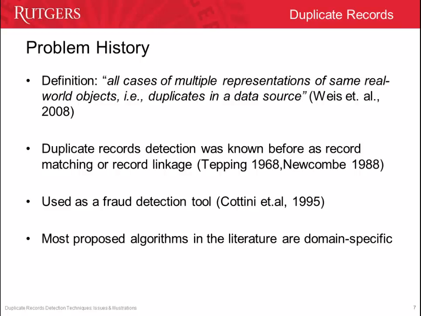Duplicate records detection is sometimes also known as record matching or record linkage. There are several techniques that are used in order to detect such duplicates. Most of them use domain-specific algorithms, and by domain-specific algorithms we mean algorithms that target a certain area. Very few are more general. However, they still expect human knowledge or expert knowledge to be provided at the end of the detection process.